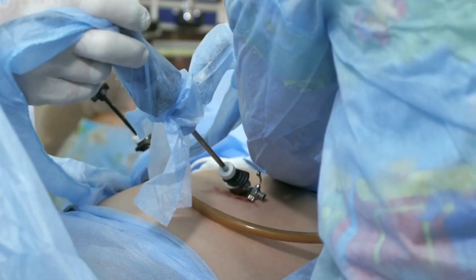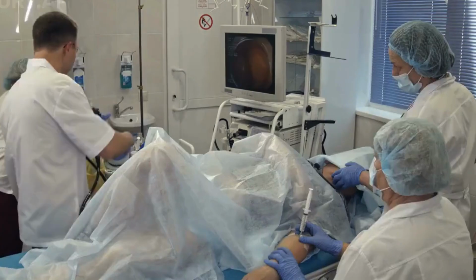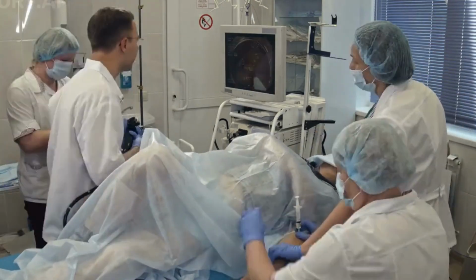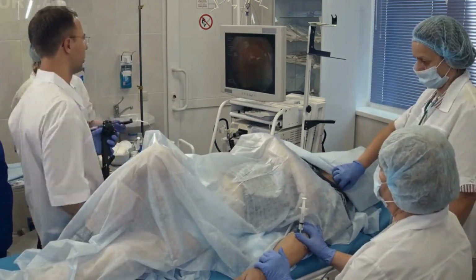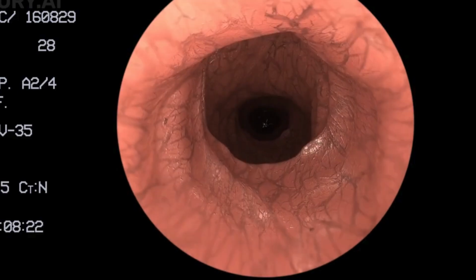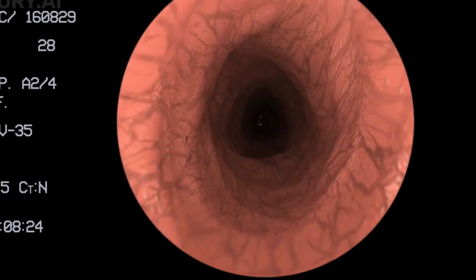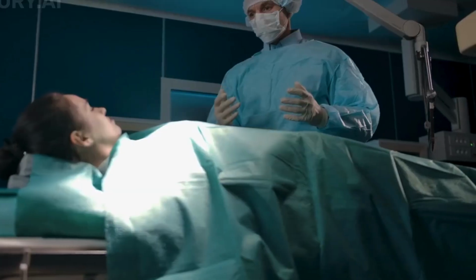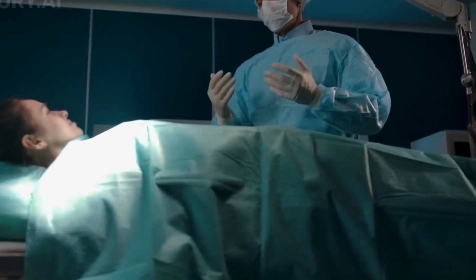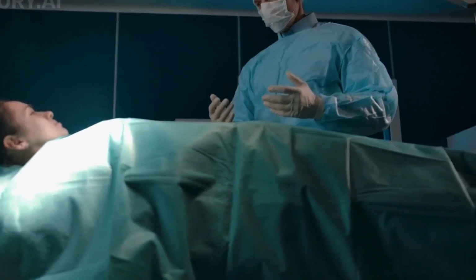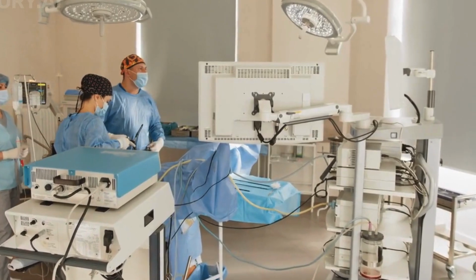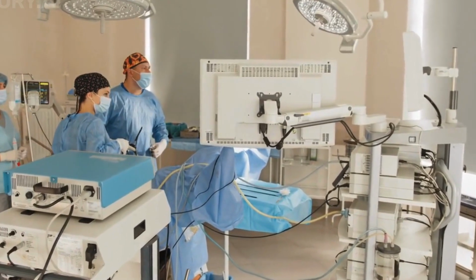Here's an overview of the general steps involved. 1. Preparation. Before the procedure, the patient may be asked to fast for several hours to ensure a clear view of the organs. For procedures like colonoscopy, a bowel cleanse may be required to clear the digestive tract. 2. Sedation. Most endoscopic procedures involve sedation or anesthesia to ensure patient comfort. Depending on the type of procedure, the level of sedation may vary from mild relaxation to deep sedation.